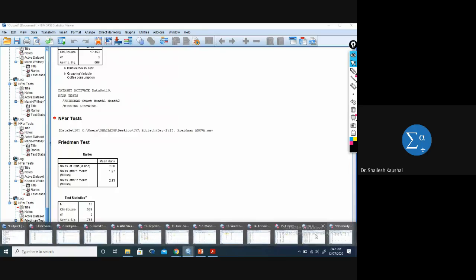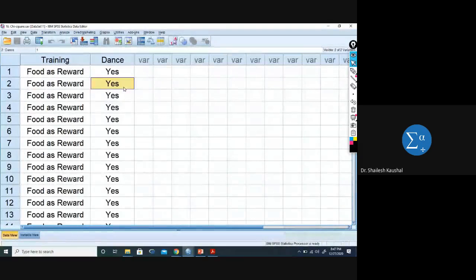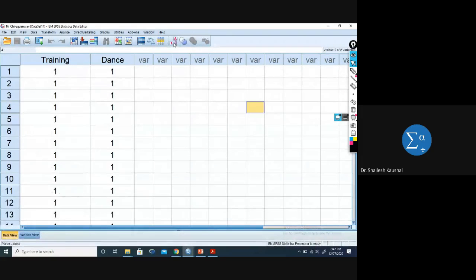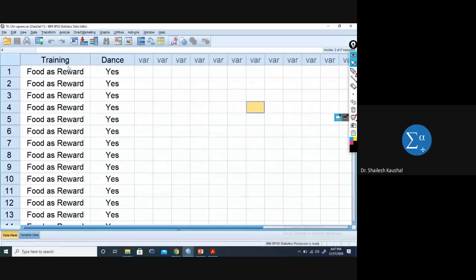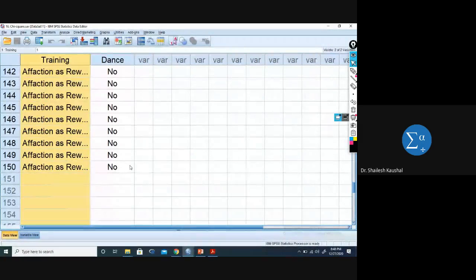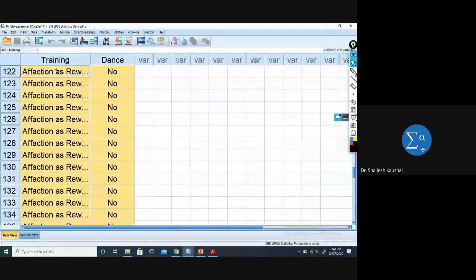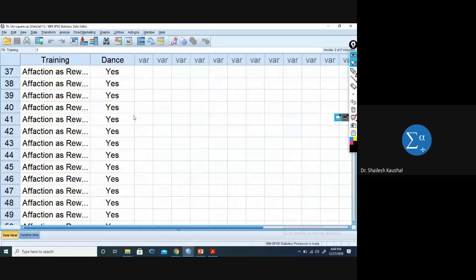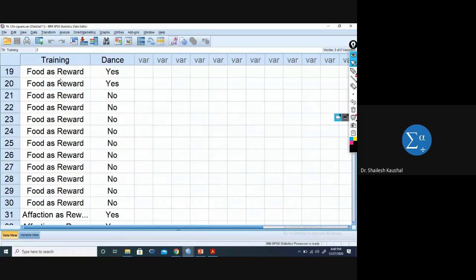Now my last case study, chi-square test. It is related to the chi-square test. So yesterday I discussed that we use the chi-square test when both the variables are categorical variables. So here one trainer is giving training to cats, and in this case study we have taken 150 cats, and the trainer wants to know whether affection as a reward works or food as a reward.